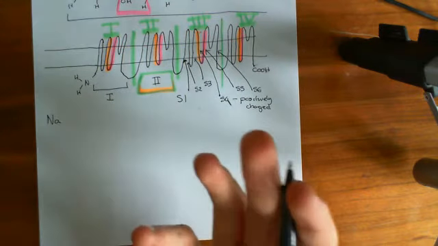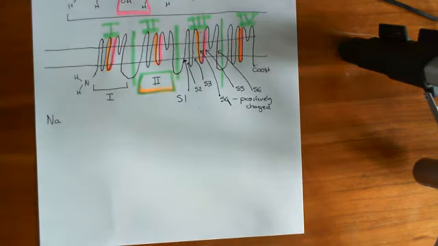Another difference that they might have is they might have different activation. They might have different threshold potentials, i.e. they might not require the cell to get as high or as low.